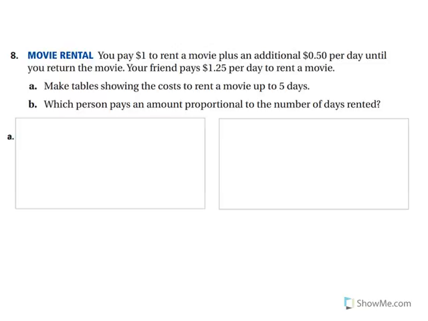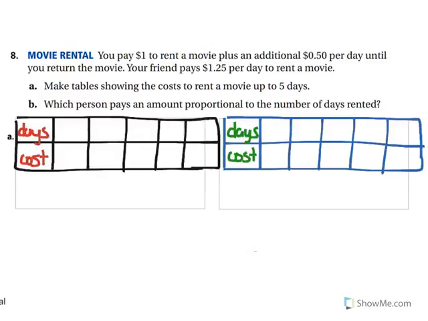So part A, we're going to do first. It says make tables showing the cost to rent a movie up to 5 days. So basically what I want you to do is make a table, and the table is going to have our x values, which we could call our days, and the other part would be the cost. It should be through 5 days for each one of these. So I'm going to give you guys a moment just to set up your table, through 5 days and the cost through 5 days, and see what you guys can come up with, okay?